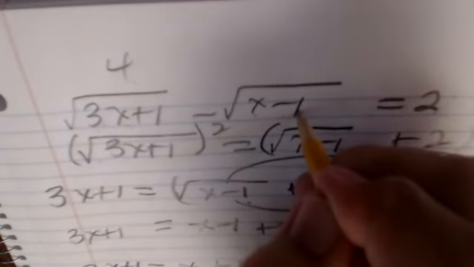Let's try the 5. Okay. 3 times 5 is 15, plus 1 is 16. Well, that's going to give me a 4. And then over here, I've got 5 minus 1, which is 4, and the square root of 4 is 2. And lo and behold, 4 minus 2 is 2. Correct? Got it. All right. So we got to the hard one.